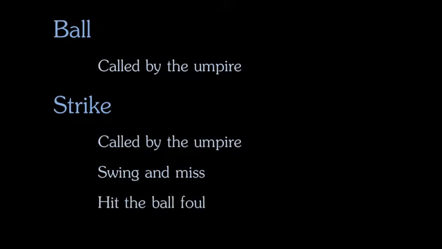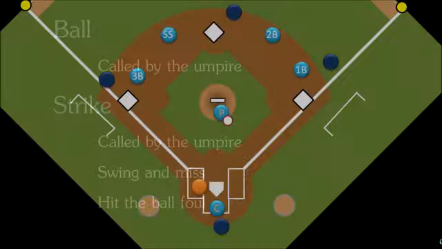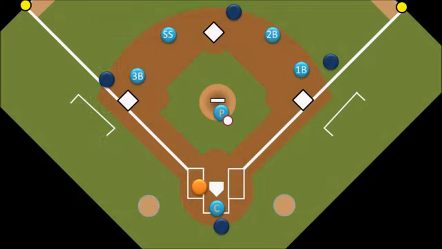The second way to get a strike is if the batter swings at the pitch and misses. And the third way is if the batter does hit the ball, but it goes foul. So remember that everything outside of the foul lines that run down the first and third baseline is considered to be foul territory. So if the ball is hit into foul ground or foul territory, this is called a foul ball, and it will count as a strike.